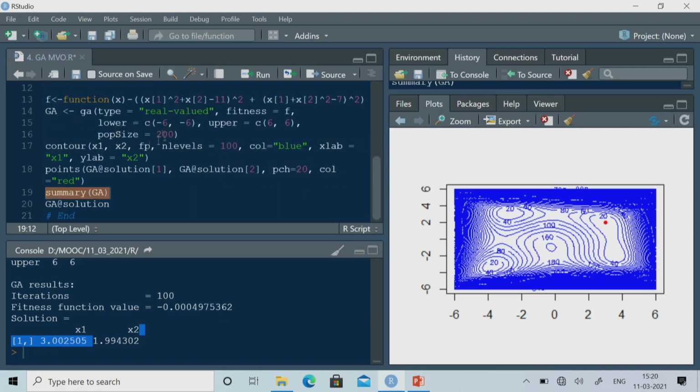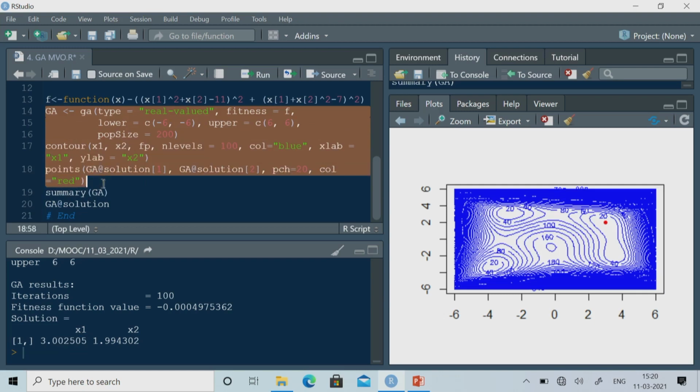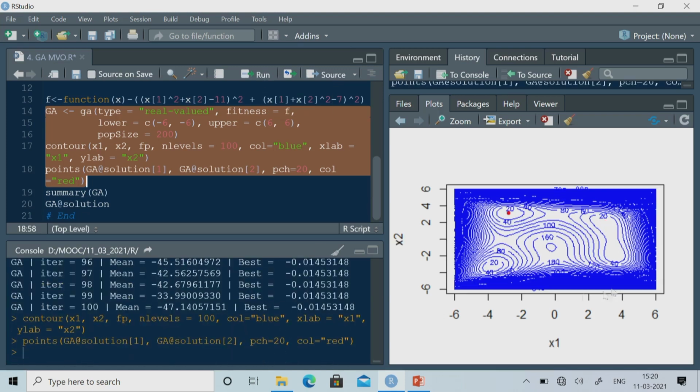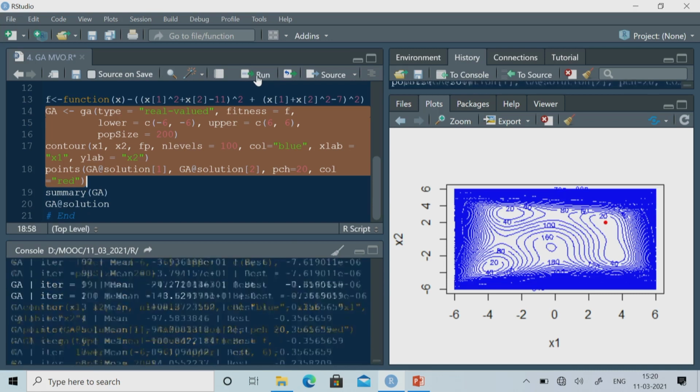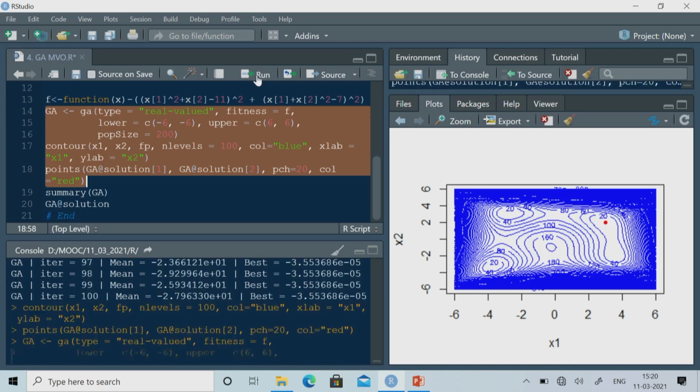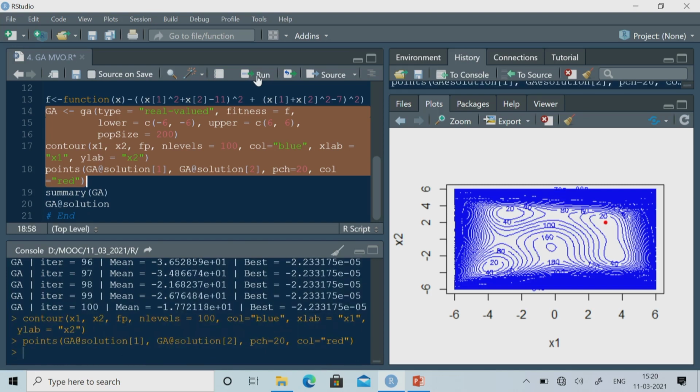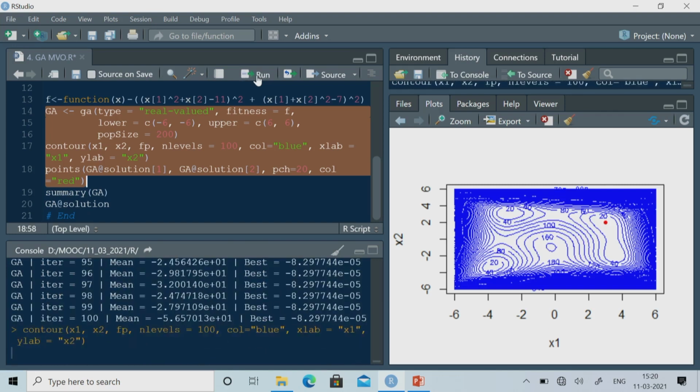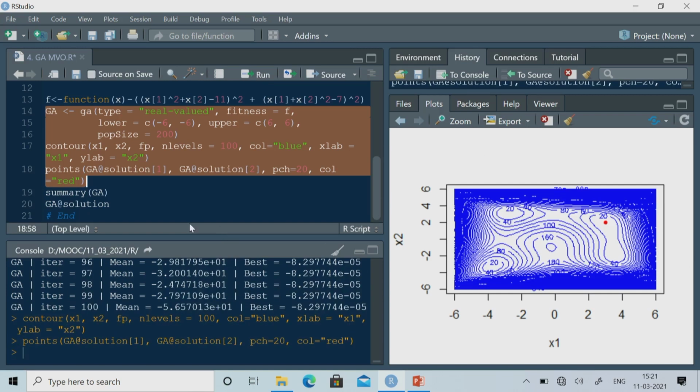Now, if I execute this one for the second time, maybe I may get this solution, or I may also get the other solution. So, let us see if I execute these particular lines a second time, whether I am getting the same solution or a different solution. So, I am getting a different solution. This time you see that I got a solution in the second quadrant. So, let us run it again. Yeah, I am getting it in the first quadrant, again first quadrant, again first quadrant.